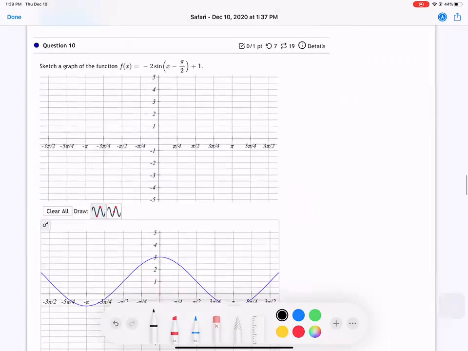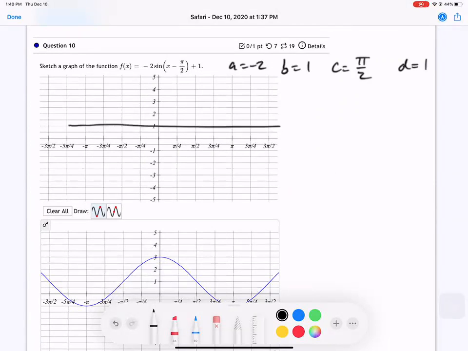Okay, number 10. This is when we start the phase shifts. A is equal to negative 2, B is equal to 1, C is equal to pi over 2. Careful, that's a positive pi over 2. D is equal to 1. So we're going to graph these like we did before. D is 1, so we're going to be right here in the middle at 1.